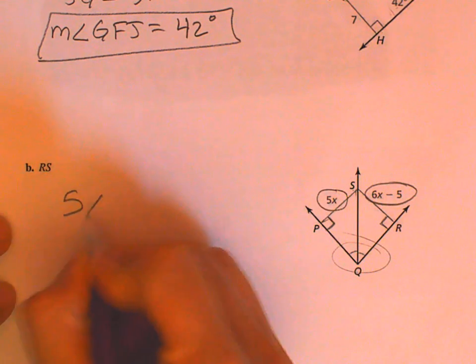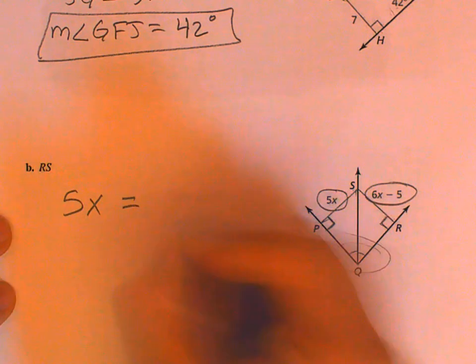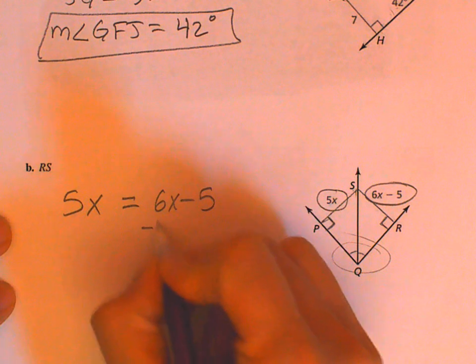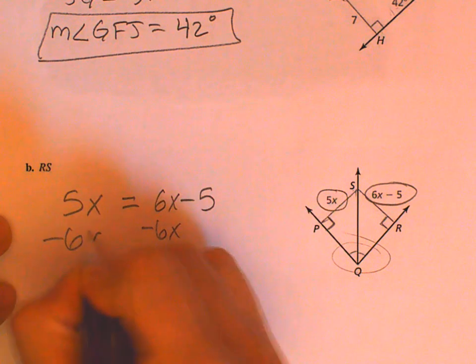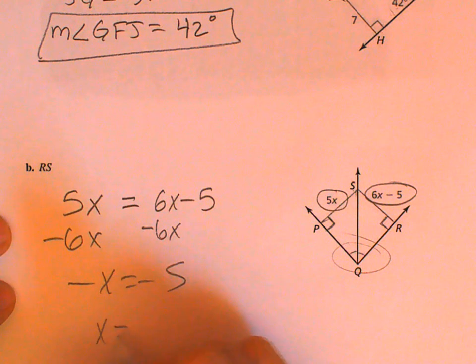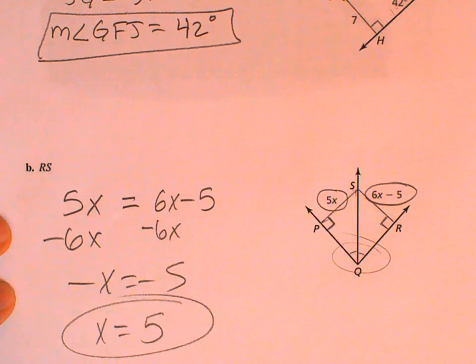So 5x equals 6x minus 5, and you simply solve for x. You get negative x equals negative 5, and when you divide both sides by negative 1, x is equal to 5. Okay, but that's not the answer.